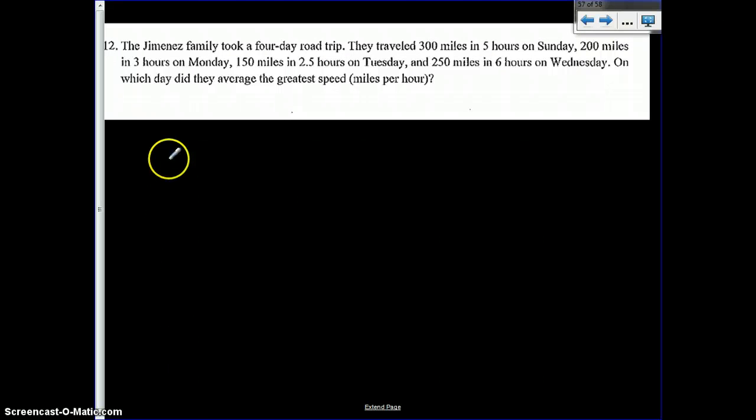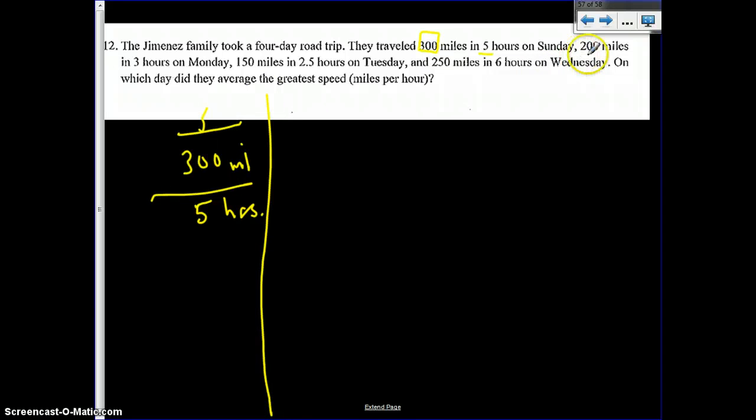All right, this family took a 4-day road trip. They traveled 300 miles in 5 hours. So right now I would go ahead and write 300 miles. How many hours did it take? 300 miles in how many hours? 5 hours. All right, so this was on Saturday.